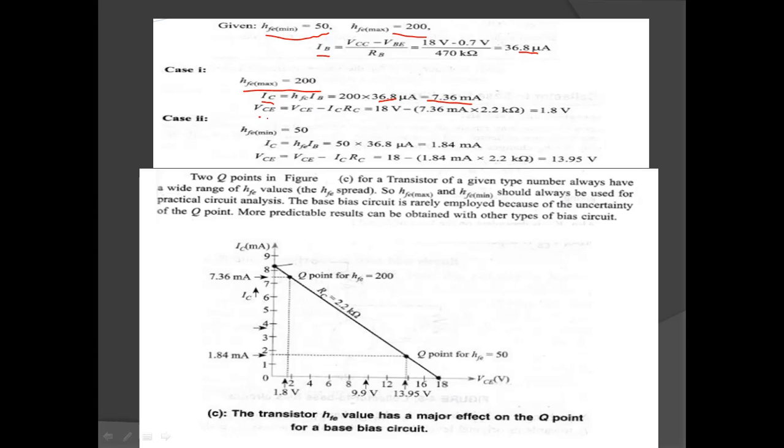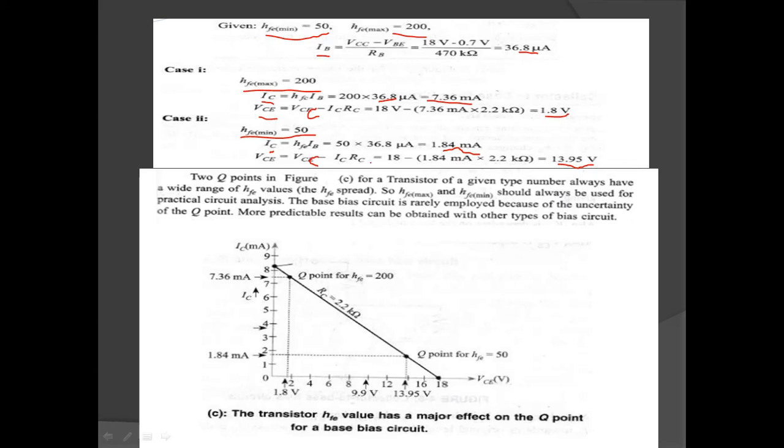So what will be the VCE? VCE is nothing but VCC minus RC into IC, that is equal to 18 minus 7.36 milliampere into 2.2 kilo ohm, that is equal to 1.8 volt. Similarly, when you calculate for HFE minimum, IC is equal to HFE into IB, the 50 into 36.8 microampere, that is equal to 1.84 milliampere. Therefore you get VCE as VCC minus RC into IC, that is equal to 18 minus 1.84 milliampere into 2.2 kilo ohm, that is equal to 13.95 volts.